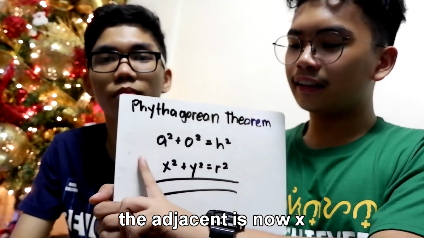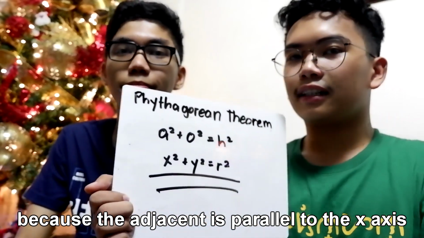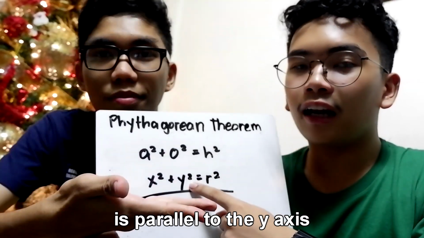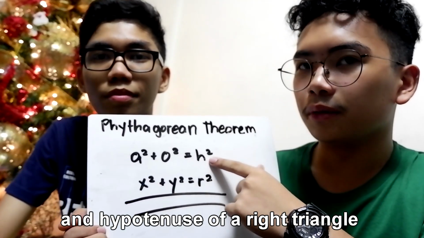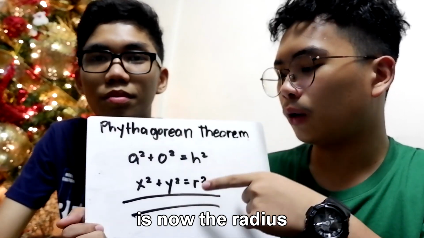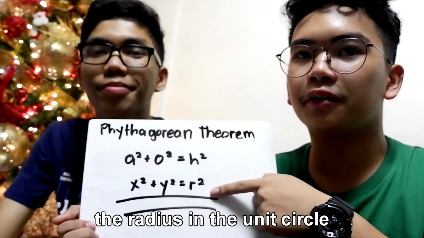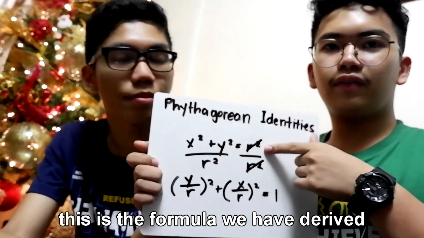So the adjacent is now x because the adjacent side is parallel to the x-axis, and the opposite side of angle theta is parallel to the y-axis. That's why O is replaced by y, and the hypotenuse of a right triangle is now the radius because the hypotenuse serves as the radius in the unit circle. This is the formula we have derived.